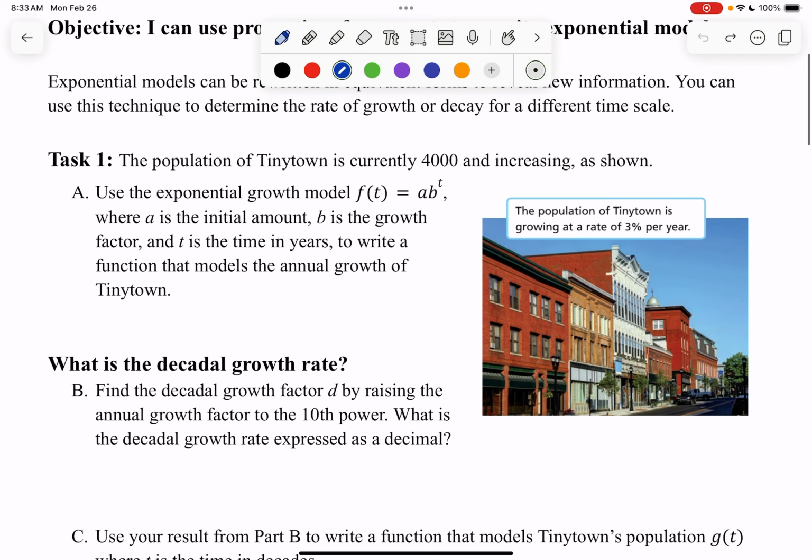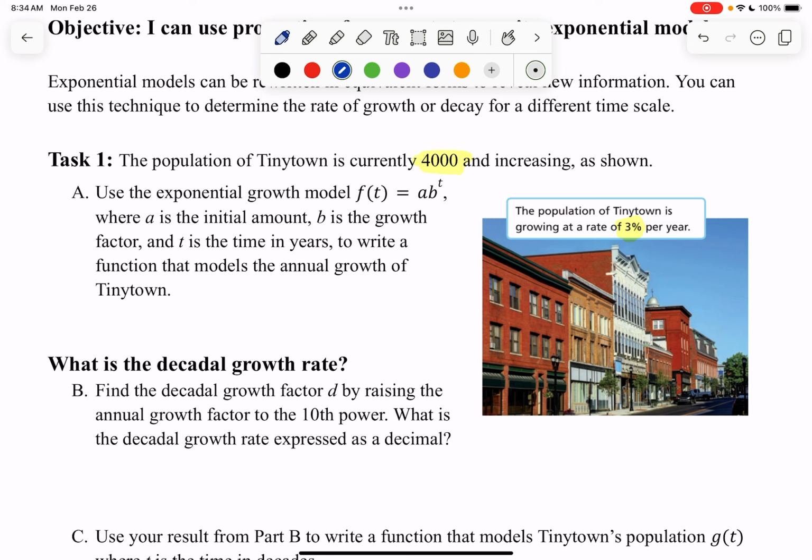So here we're going to be looking at the population of Tiny Town. It's currently 4,000. So that's our starting point. It's increasing as shown. So here it says the population of Tiny Town is growing at a rate of 3% per year. So this is an exponential growth function. So we want to write an exponential growth model.